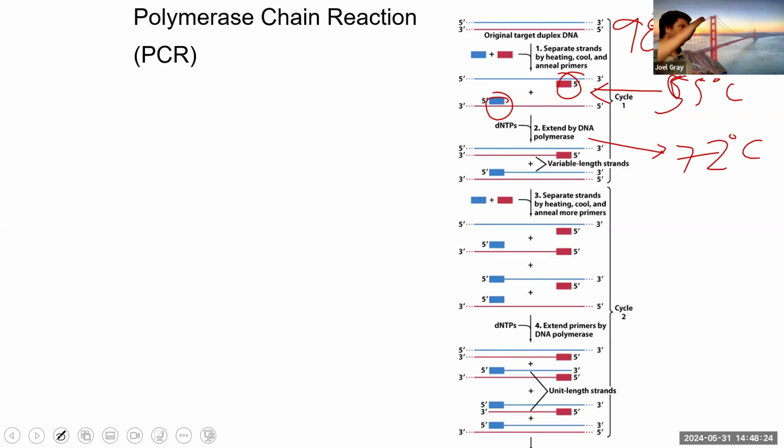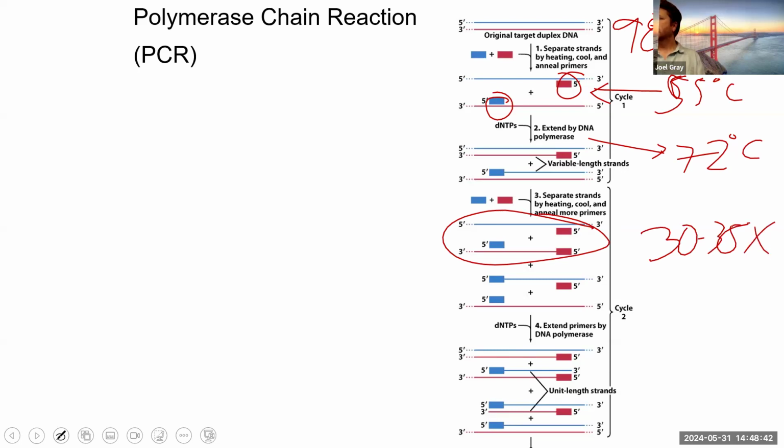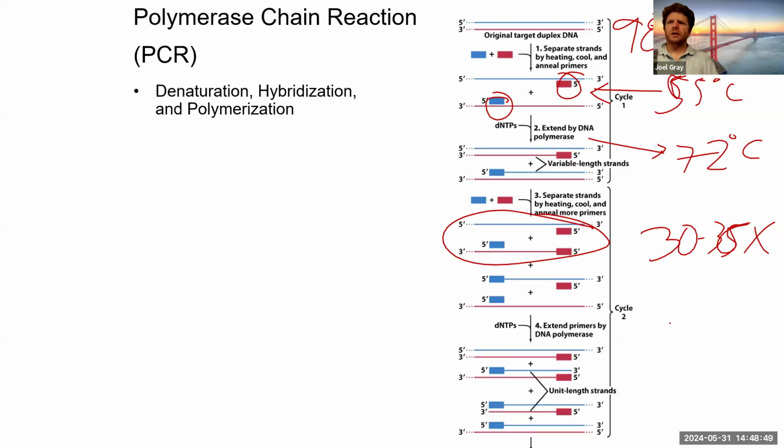I'm going to separate my newly synthesized pieces of DNA, breaking a bunch of hydrogen bonds. Then I'm going to have more oligonucleotides bind, and then I'm going to extend. And I'm going to continue doing this approximately 30 to 35 times. Now, some more details on that.